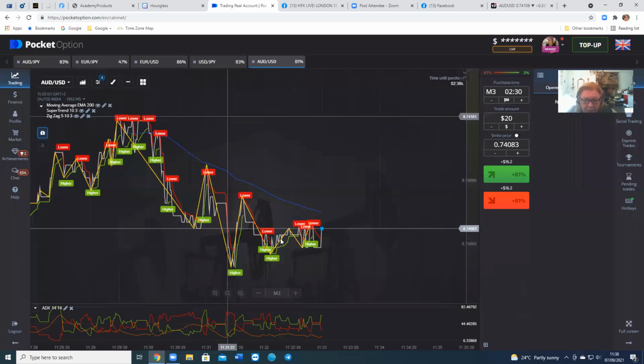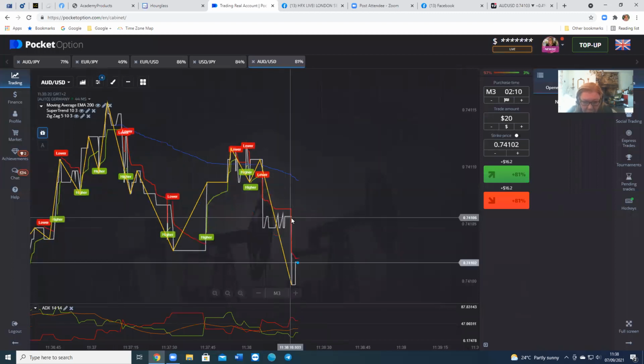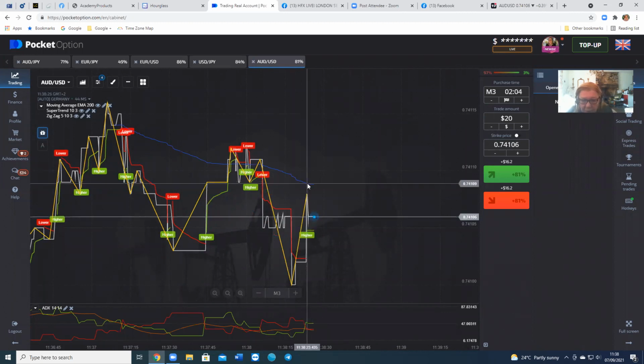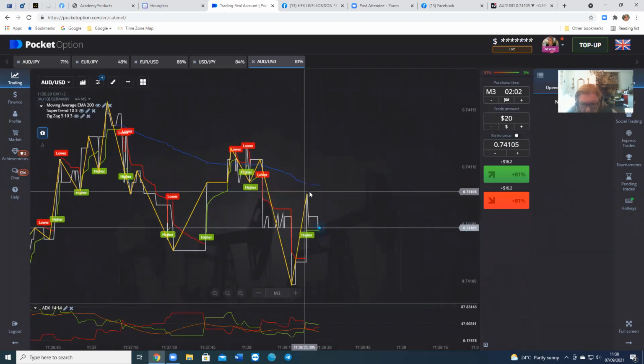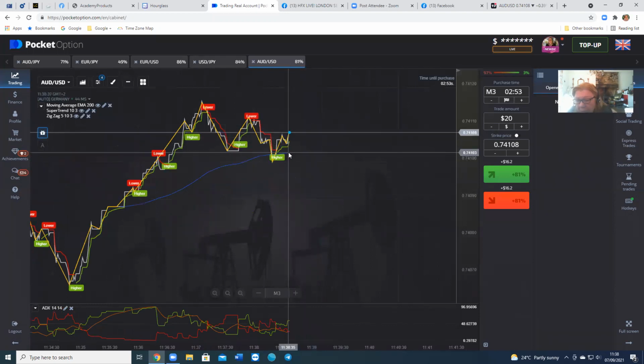$105, $108. There's that drop. So I was very disciplined then. I didn't take, there's that moving average, the 200 moving average. I'm waiting for the 40 minute. It's above the moving average at the moment, 108.